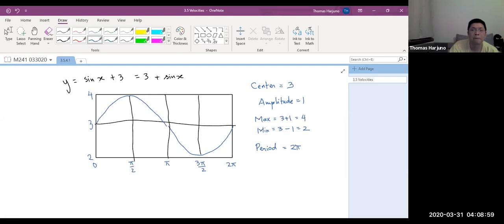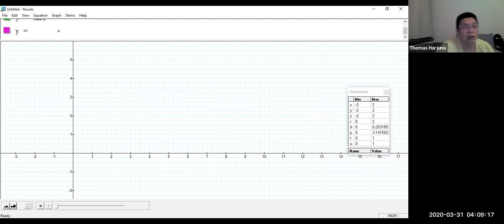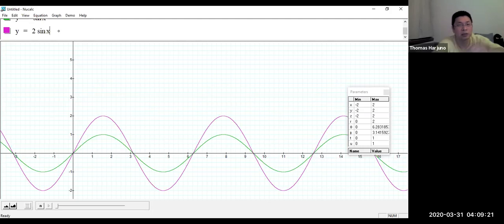Okay, now let's go back to my graphing software. What if I change, instead of sine x plus 3, I make it 2 sine x? y equals 2 sine x.